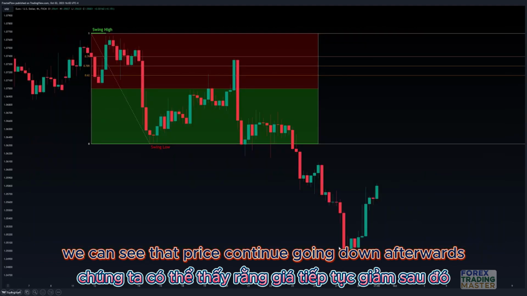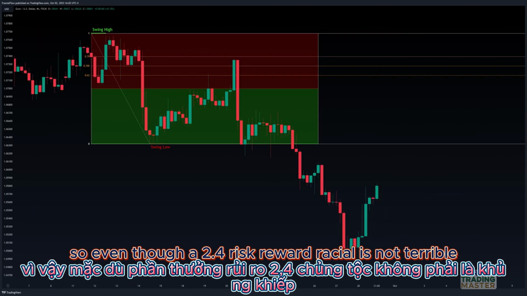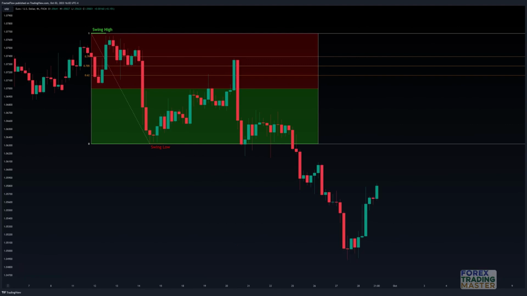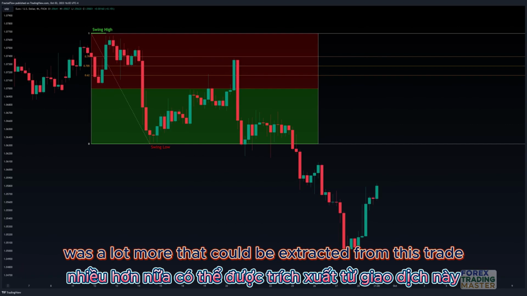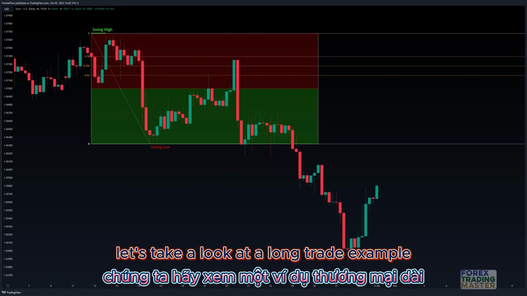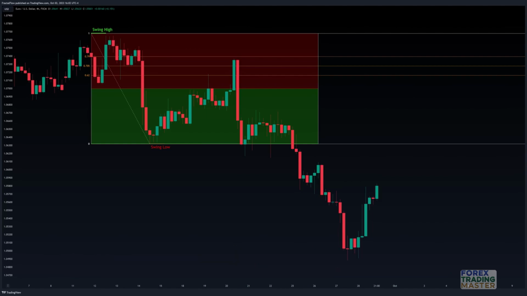In this final image, we can see that price continued going down afterwards. So even though a 2.4 risk-reward ratio is not terrible, there was a lot more that could be extracted from this trade. Let's take a look at a long trade using the OTE.